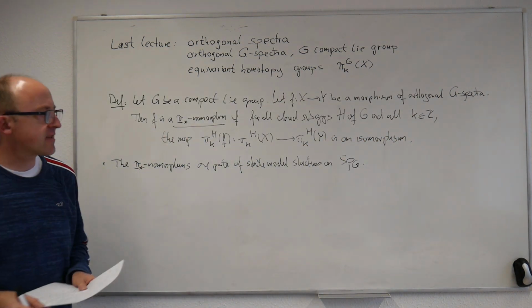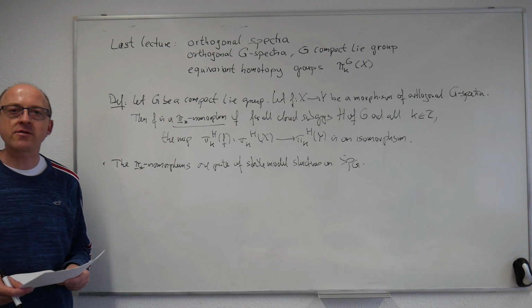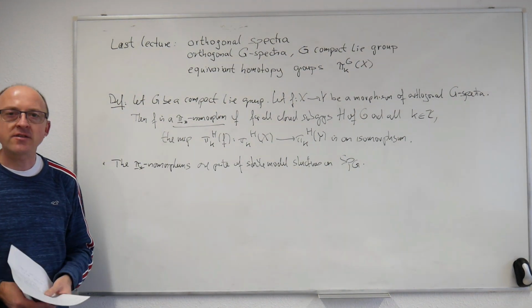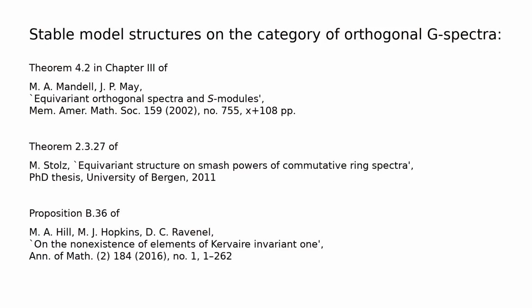And in fact, there's a variety of such stable model structures available, all with the same equivalences, these pi star isomorphisms. So in historical order, the first one was introduced by Mandell and May in their memoirs. Then a different stable model structure with these equivalences was introduced by Martin Stolz in his PhD thesis, and yet another one was introduced, at least for finite groups, by Hill, Hopkins, and Ravenel in their appendix to the paper on the Kervaire invariant one problem. So you see all the references down here.